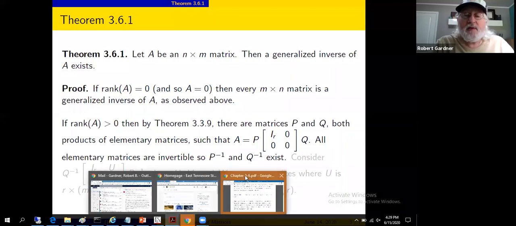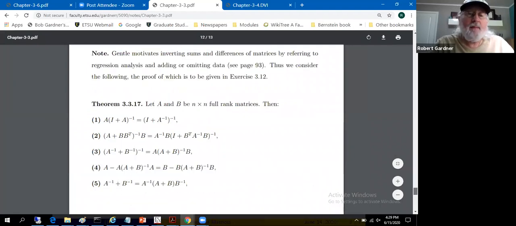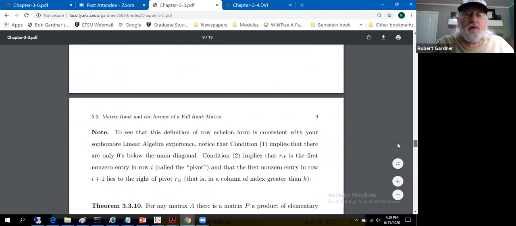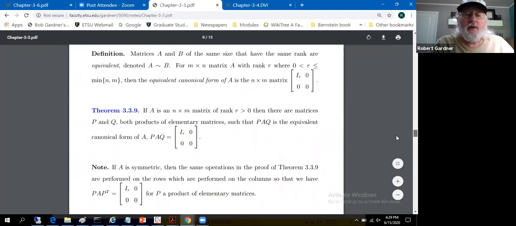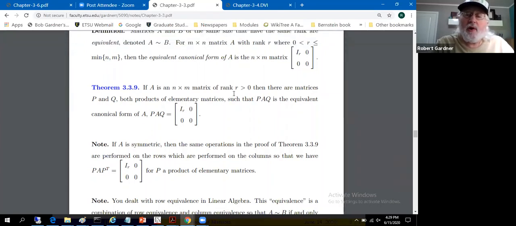So let's see, 3.3.9, I've got 3.3 in the background here. Let's move back up to where we explicitly said that, to make sure we're quoting it correctly. There it is, exactly. A is an n by m matrix of rank greater than 0. Then there are matrices P and Q as described, such that PAQ equals an identity matrix of size R by R, where R was the rank of A, and then 0 matrices surrounding it. We did some row reduction to establish that proof-wise.